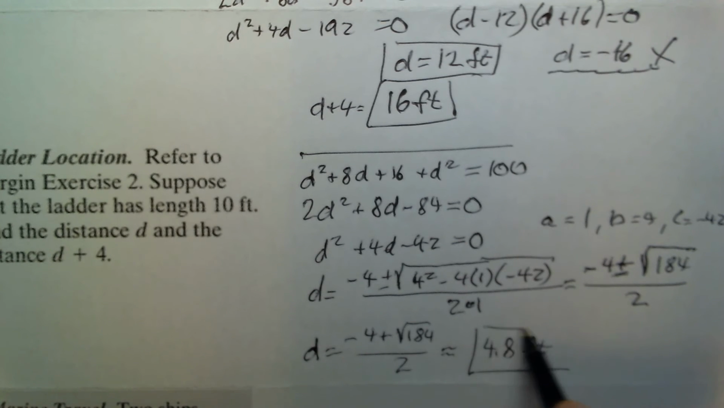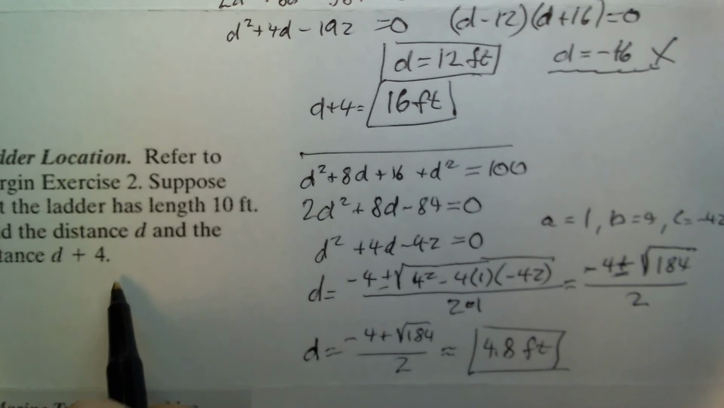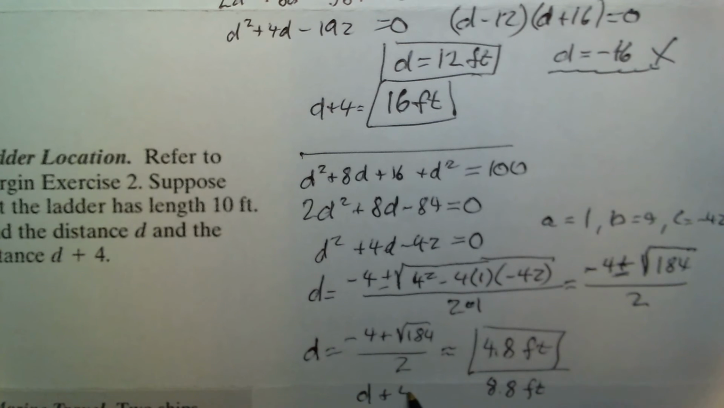So then the distance to the top of the ladder would be 4.8 plus 4, d plus 4, which would be 8.8 feet.